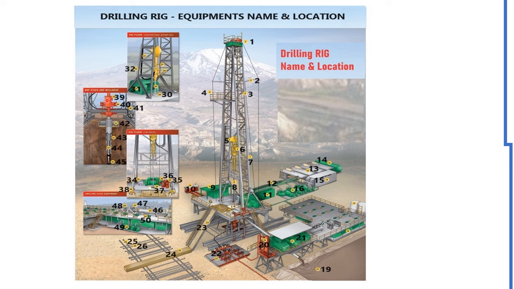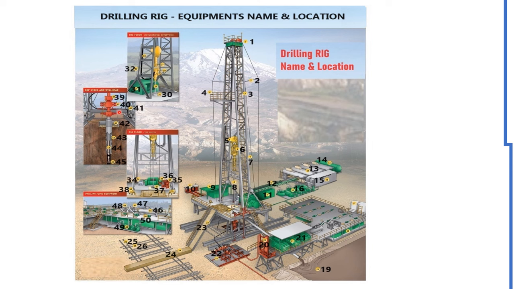And this is the BOP stack, the complete BOP. 39 is the annular blowout preventer, the top one. Do remember that in all rigs there should be a BOP installed. This is a safety valve installed on the wellhead, and there might be two annular blowout preventers in a BOP, but at least one annular preventer must be located in a BOP. So 39 is the annular blowout preventer.